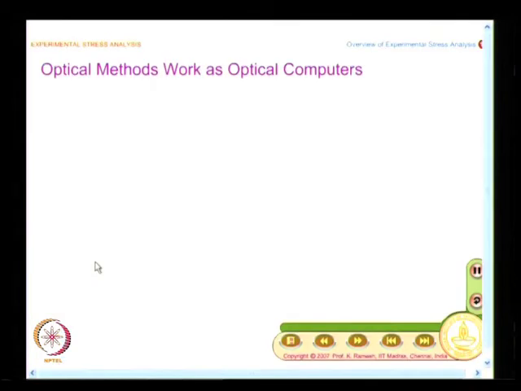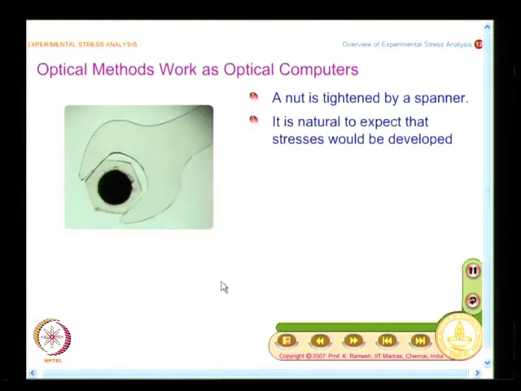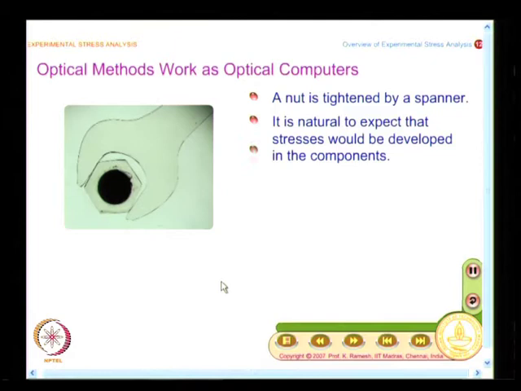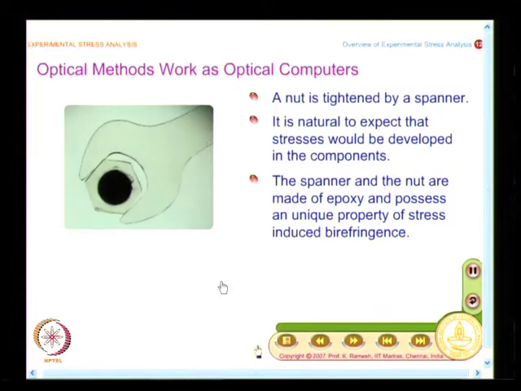And what we are going to see is we are going to introduce a new concept that optical methods work as optical computers. And this is what we had seen physically. A nut was tightened by a spanner, and it is natural to expect that stresses would be developed in the components, and you do not see them.